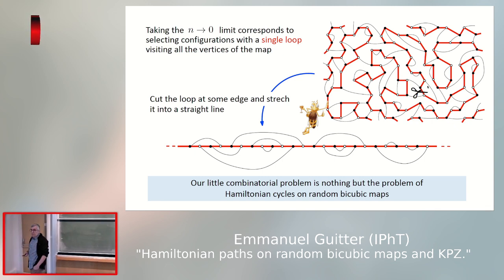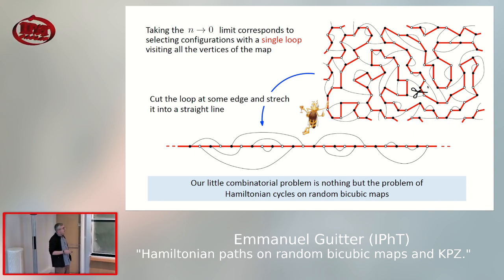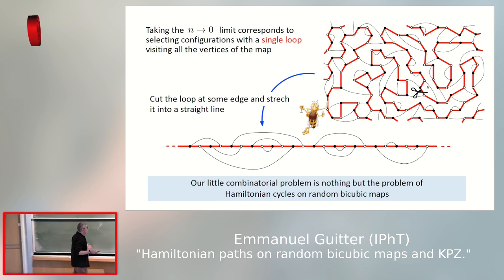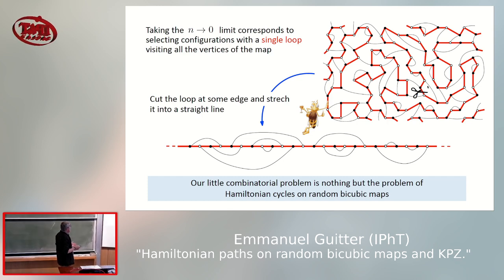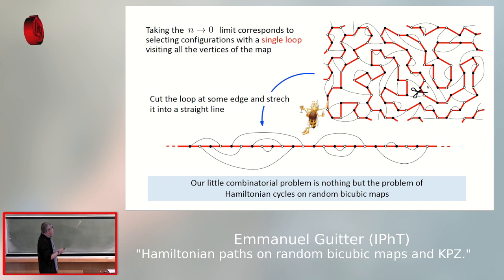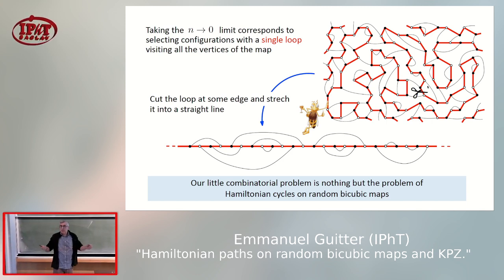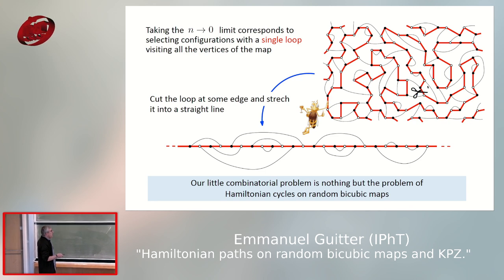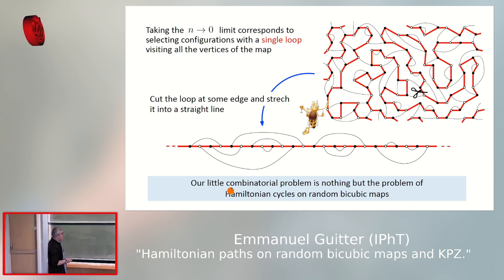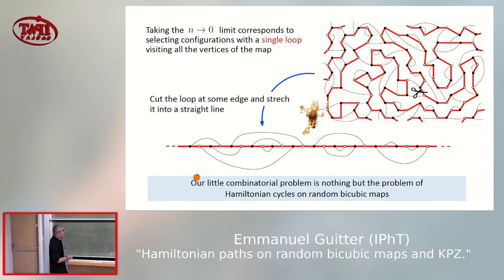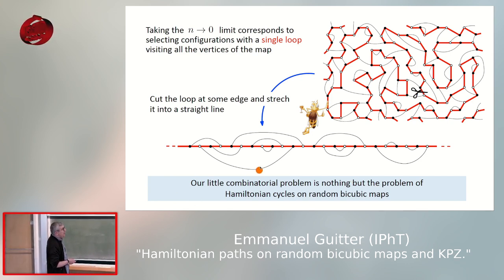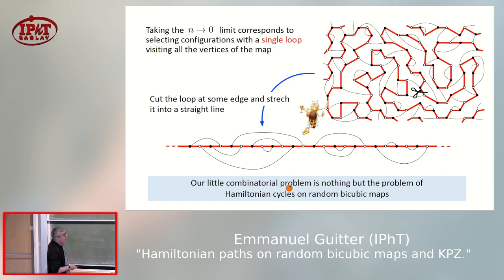So that was our main result in 1999, that this model was actually the gravitational version of the FPL of n model, and more precisely, that corresponds to the limit n goes to zero if I want to have only a single loop. Okay, so our little combinatorial problem is nothing but the problem of Hamiltonian cycles, means fully packed loops where there is a single loop, and now on a random bicubic map instead of on a regular lattice.